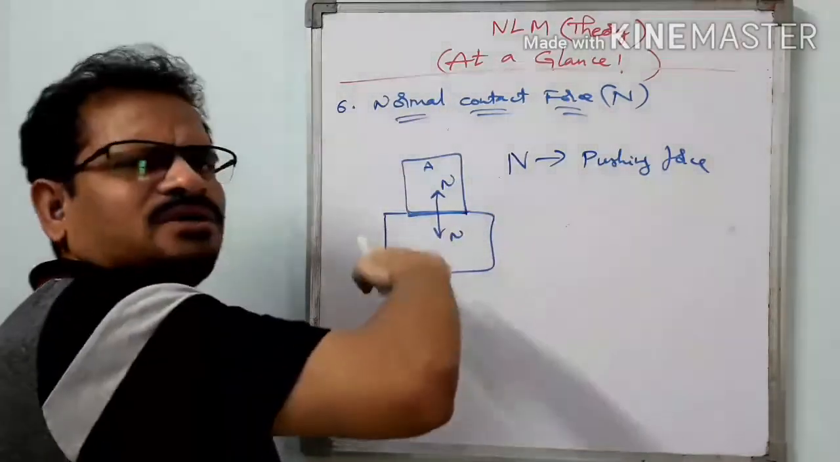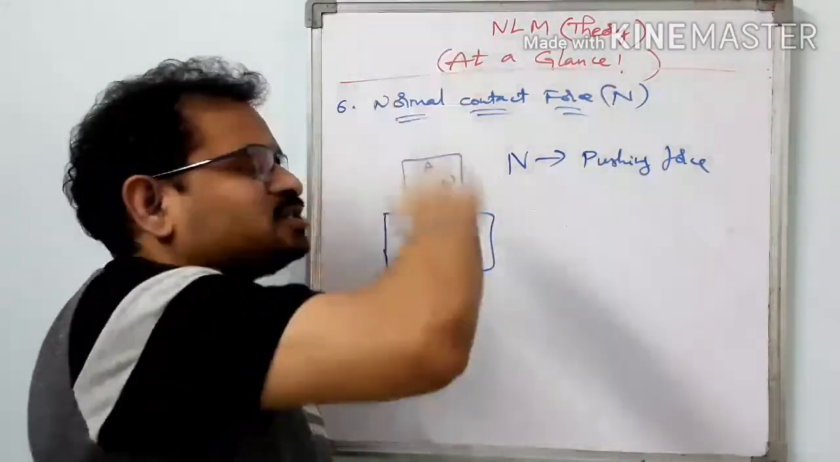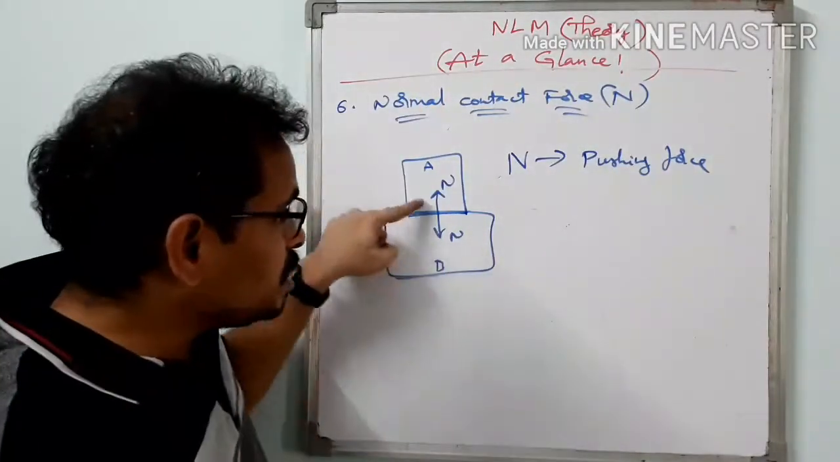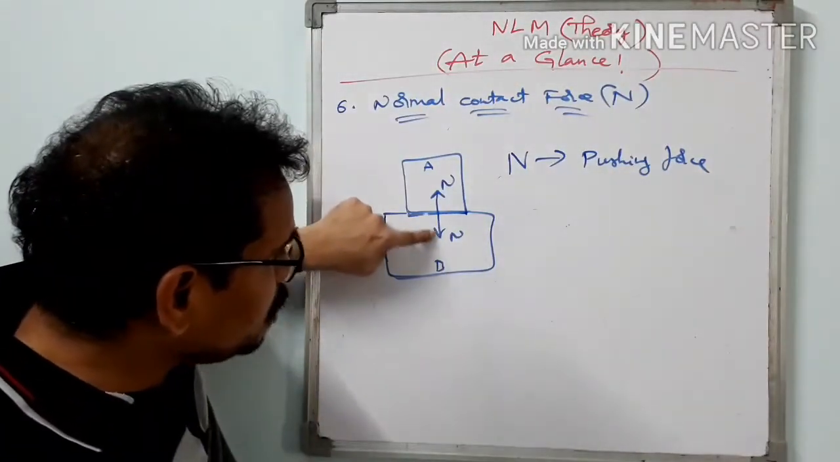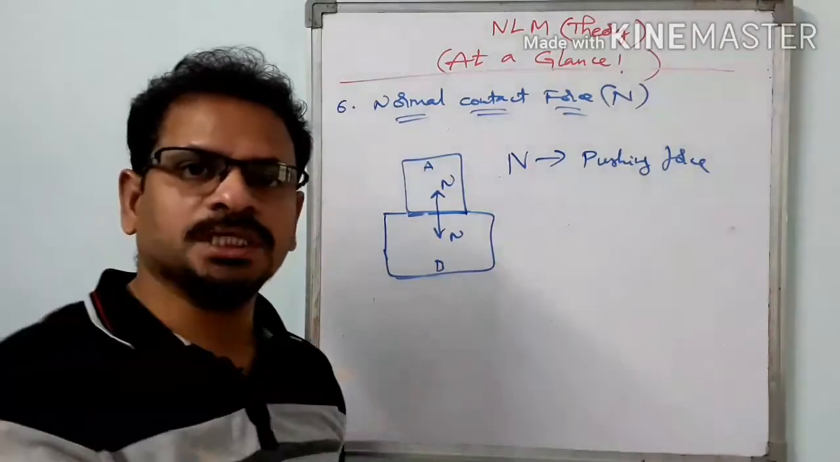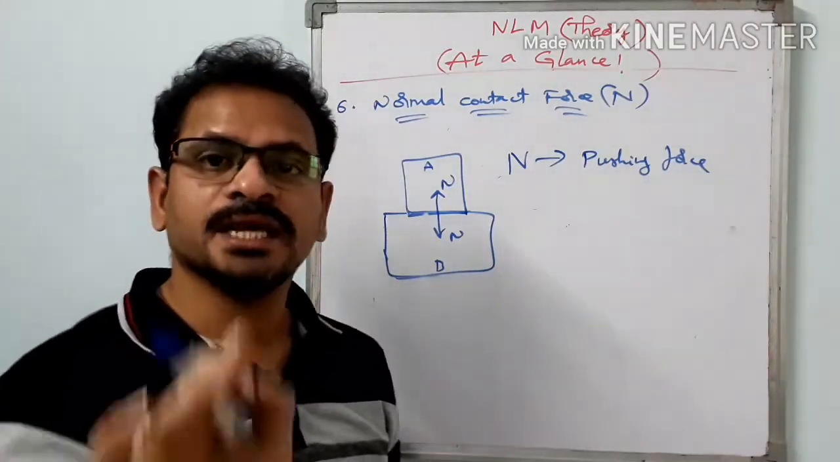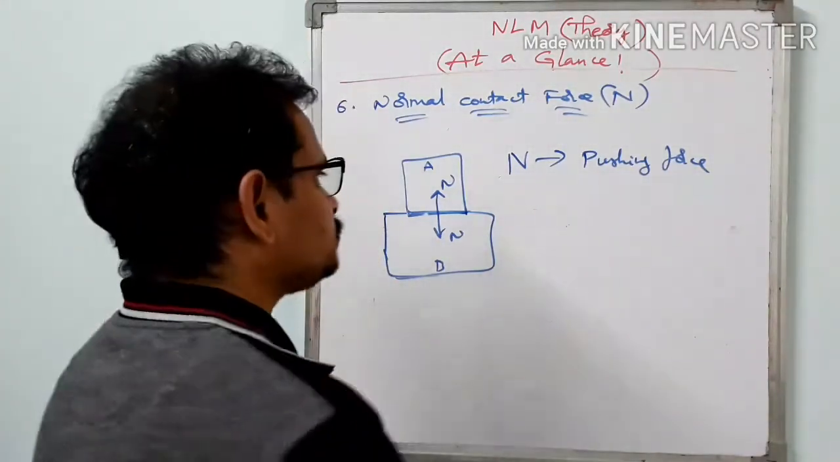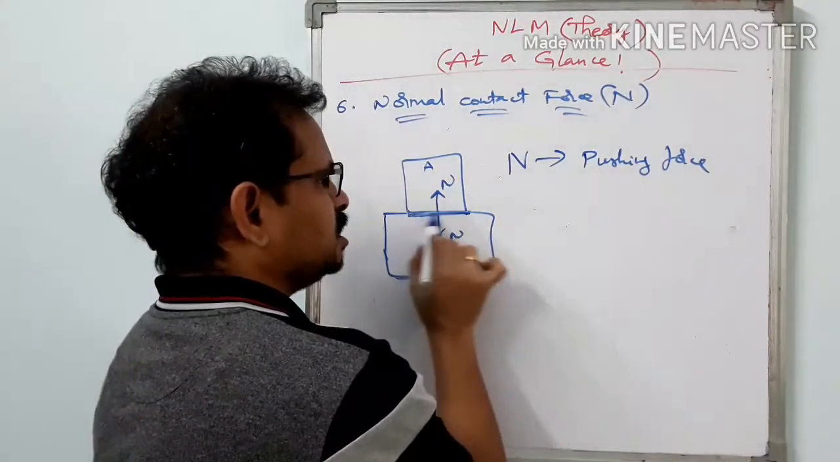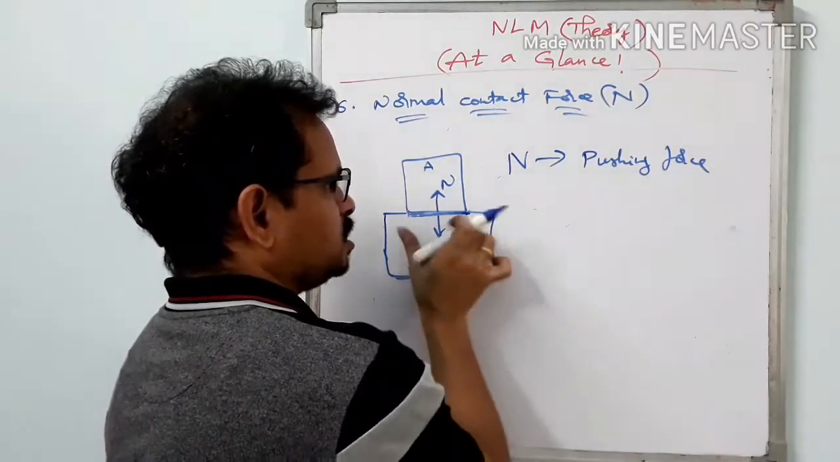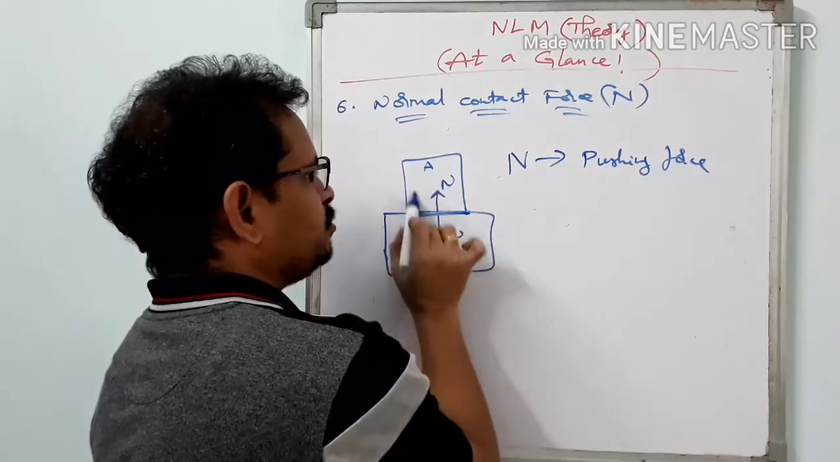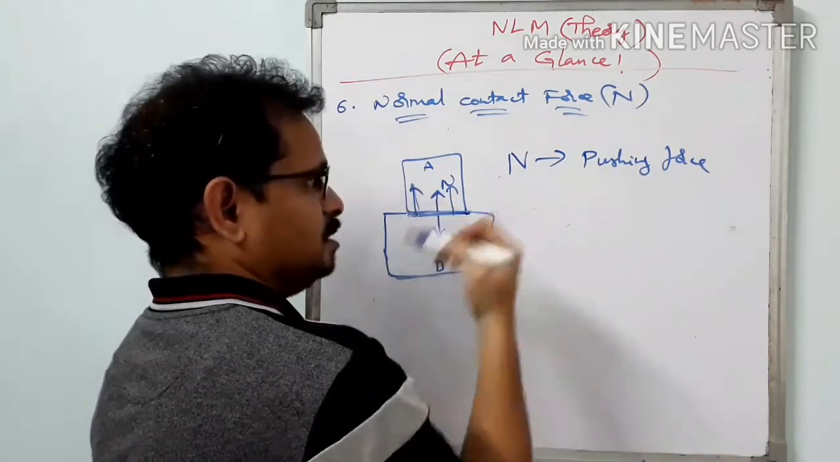So it is pushing. It is trying to push the body A, and body A is also applying force on block B like this. It is also pushing. So we can consider normal reaction force as a pushing force. Here the plane of contact is a plane, so it is no problem. We can easily find out the normal at every point, and the normal reaction force will be in the same direction.